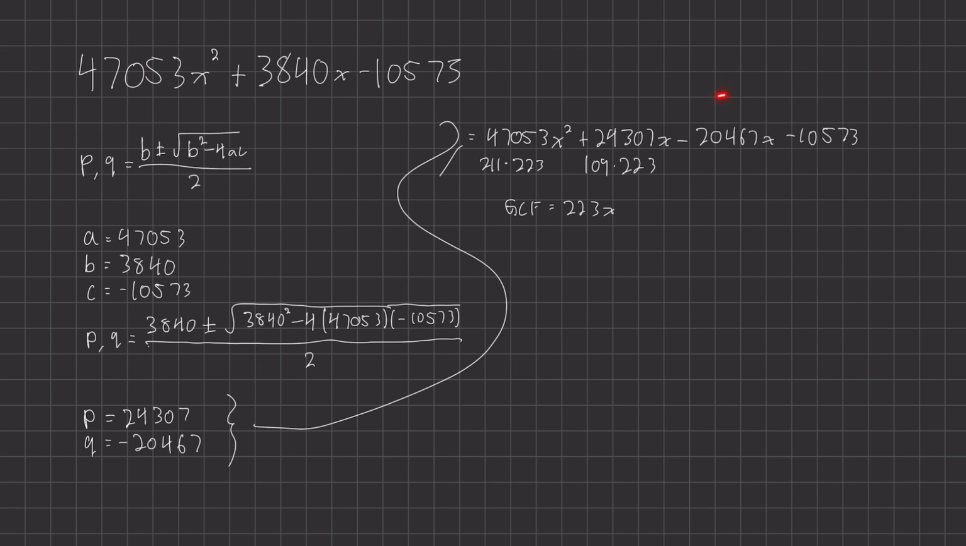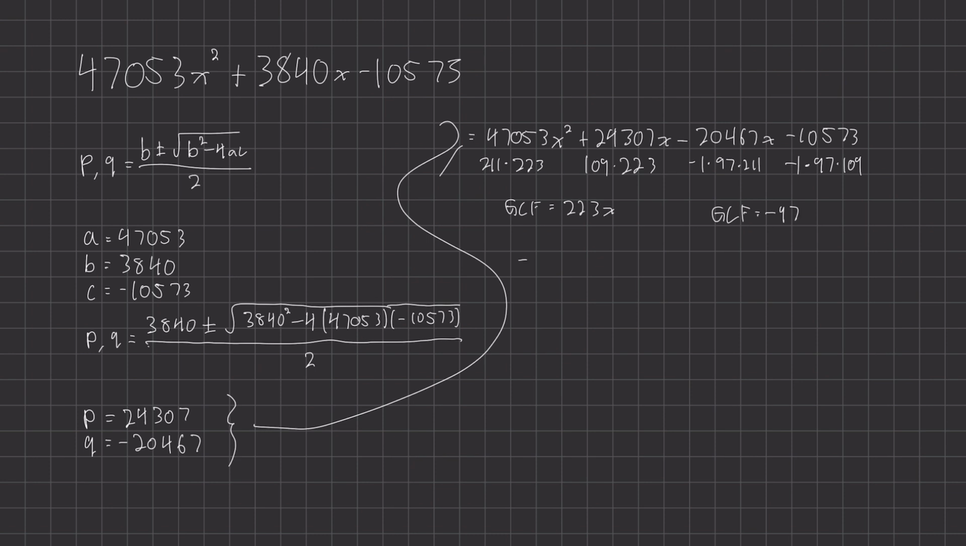Now for this one right here, if you prime factorize, you will get negative 1 times 97 times 211. And for the last one, again, it's negative 1 times 97 times 109. So what are the numbers that match? It's going to be negative 1 and 97. So our greatest common factor is equal to negative 97.